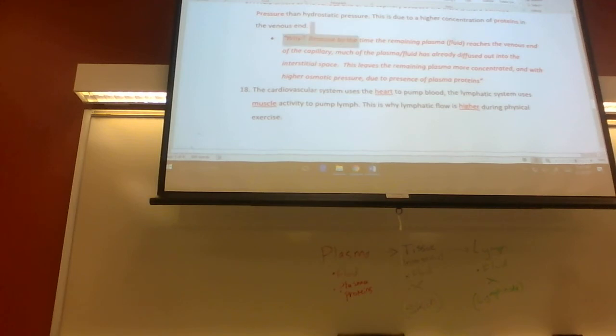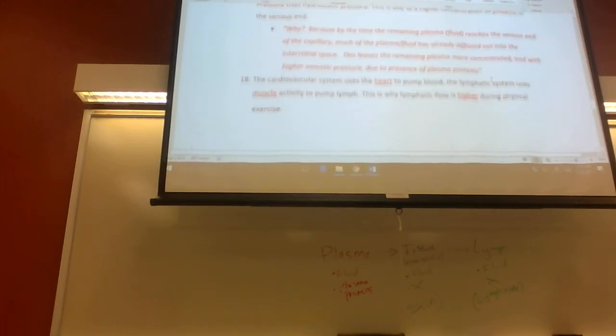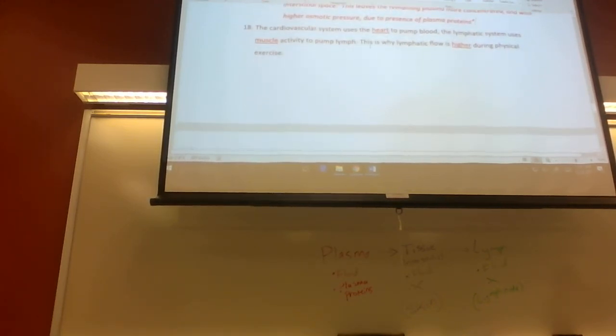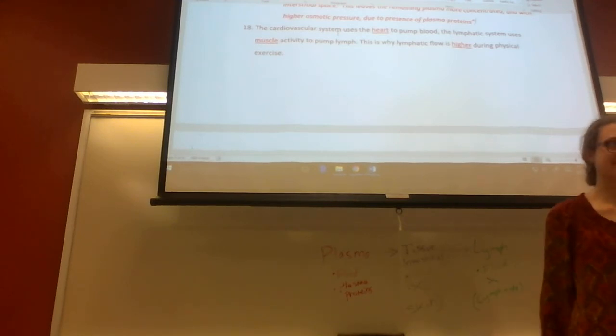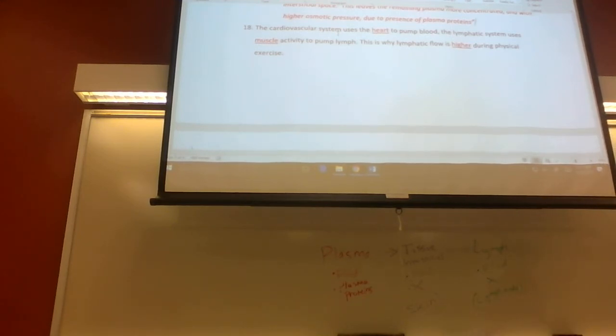And I put a rationale, which we already went over. The cardiovascular system uses the heart to pump blood. The lymphatic system uses muscular activity to pump lymph, and this is why lymph flow is higher during physical exercise. It's kind of like when I went walking with my grandpa. He said, come on, let's go walking and get our lymphatic system going. And I was like, what are you talking about?